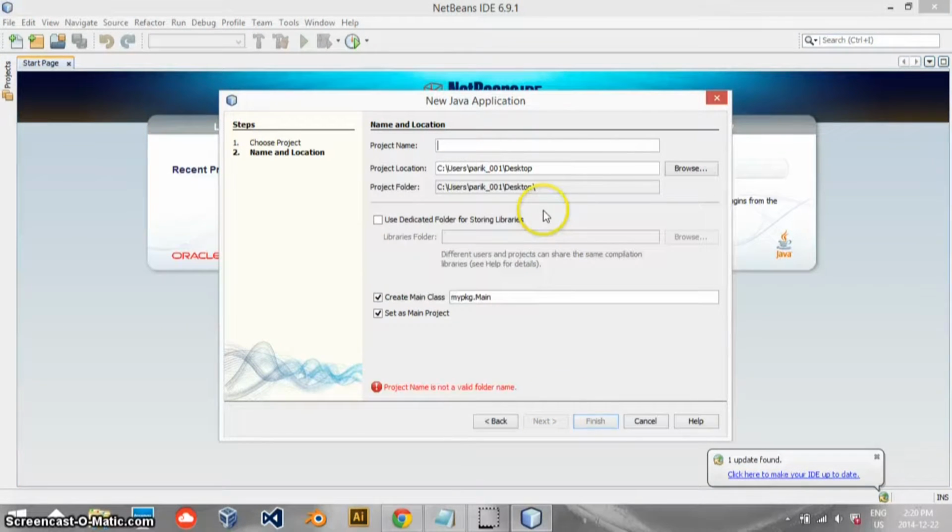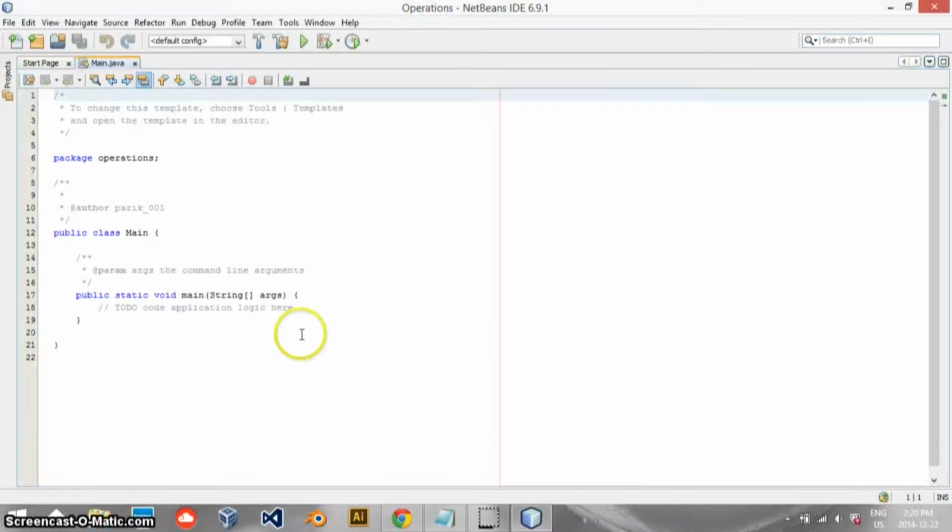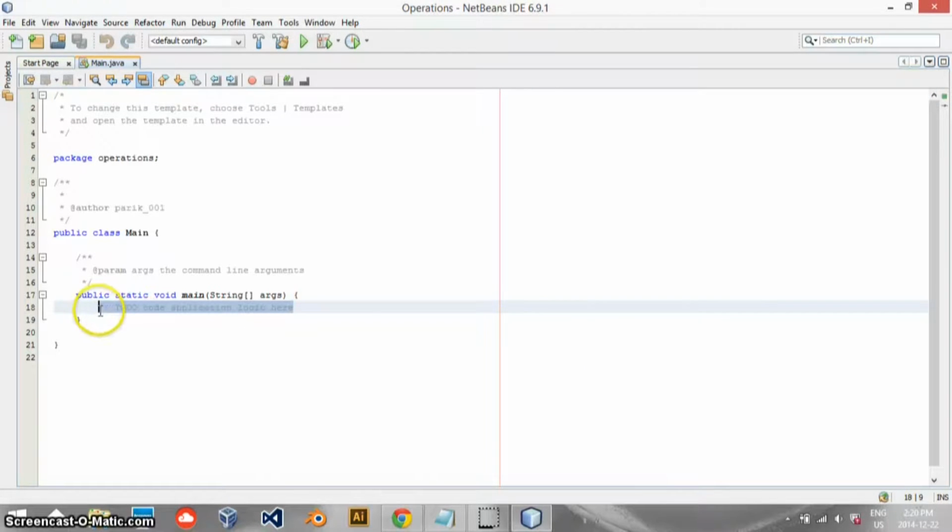Next, I'll call this project operations, and I'm going to save it onto my desktop and press finish. And here what I'm going to do is declare 4 integer variables. I'm going to call them x, y, a, and b. I'll declare x to equal 0, y to equal 1, a to equal 2, and b to equal 3.